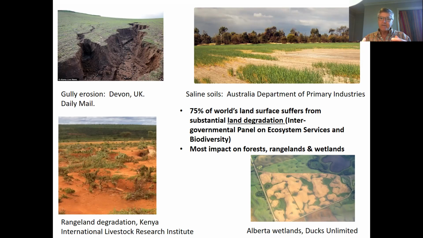When they came up with this number, 75%, it replaced an earlier number of something like 30%. And so this is a big wake-up call that the reach of agriculture is much, much more dramatic and larger than we thought. And we can think about right here in Alberta, the loss of wetlands is an example of that.